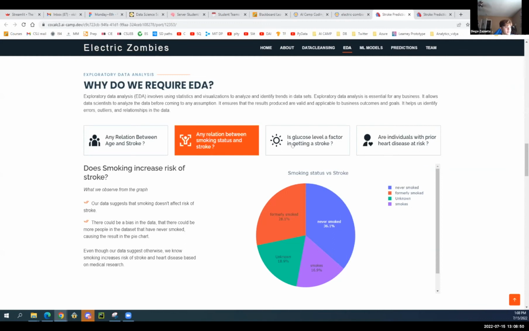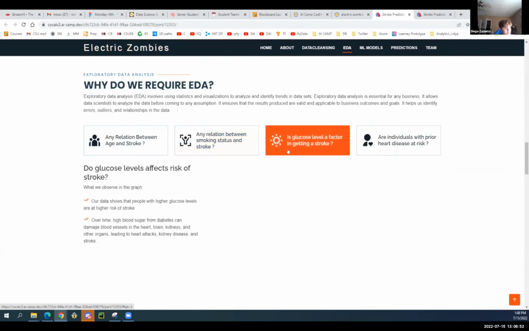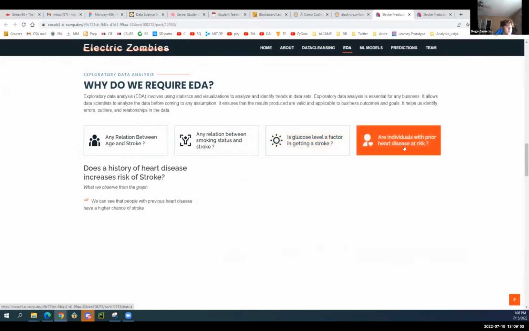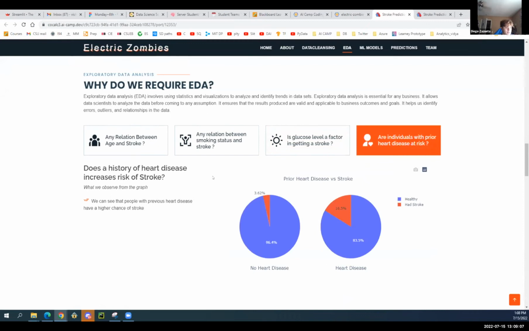Here we see the relationship between glucose levels and risk of getting stroke, and our data shows that people with higher glucose levels have a higher chance of getting a stroke. Individuals with prior heart disease also have a higher chance of getting a stroke than people who do not have prior heart disease. I'll be passing it over to Shreya.